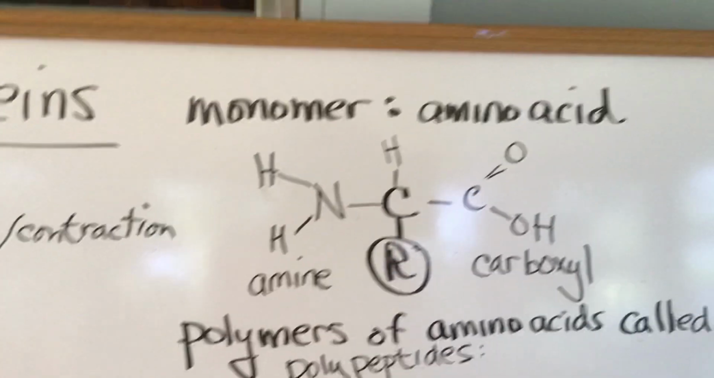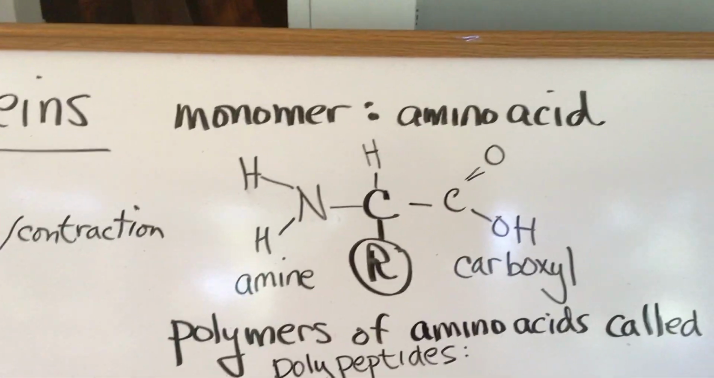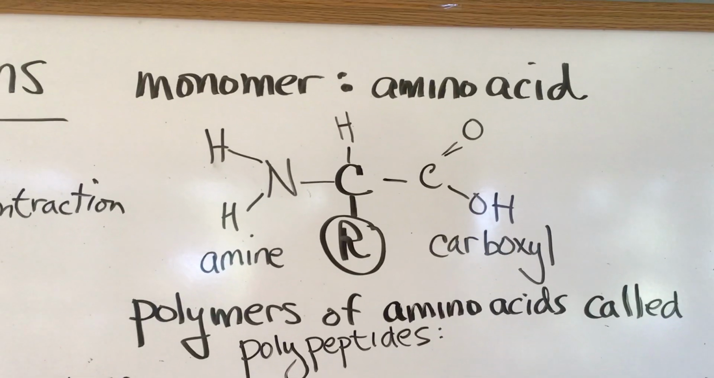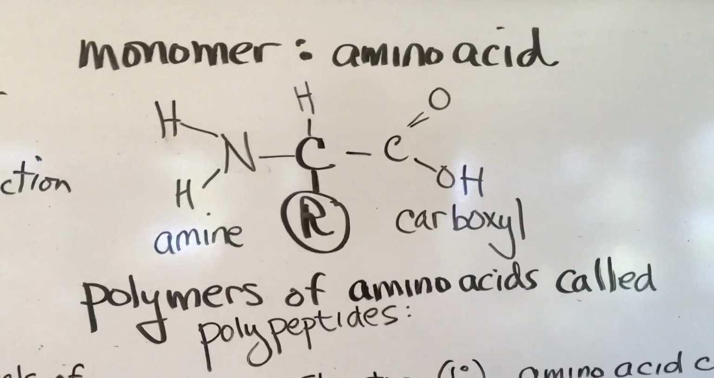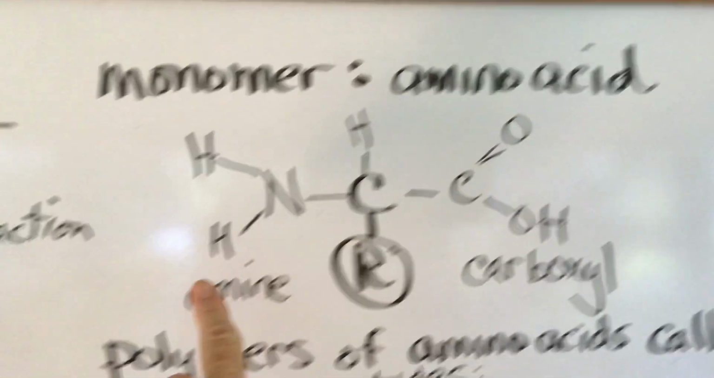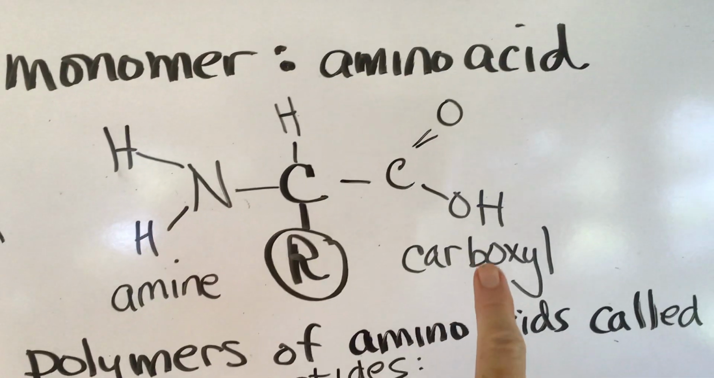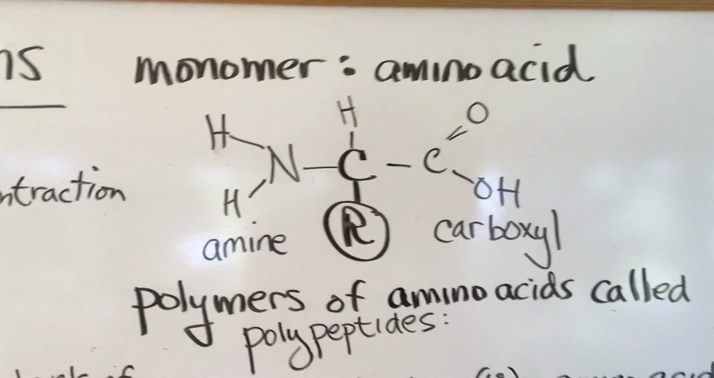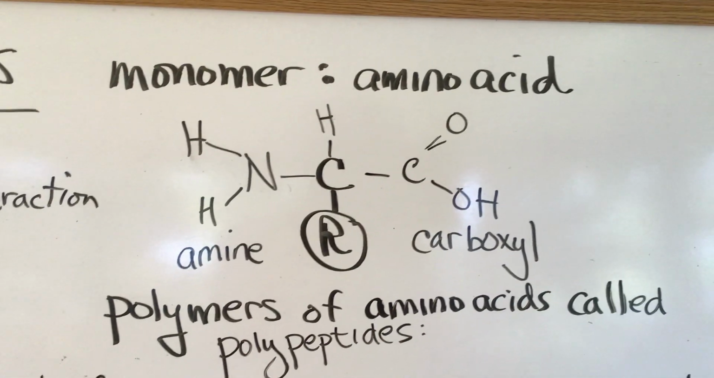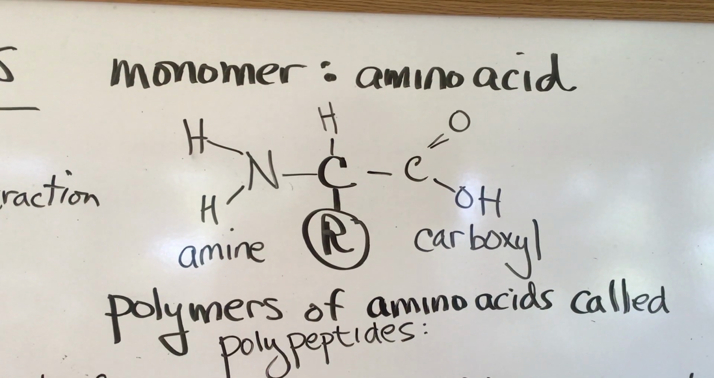The monomer of a protein is an amino acid. An amino acid is made of carbon, an amine group, a carboxyl group, and R groups. Now there are 20 different types of amino acids, and what makes the amino acids different are their different R groups.